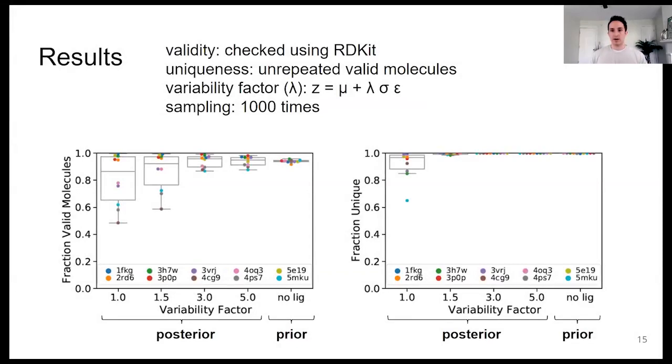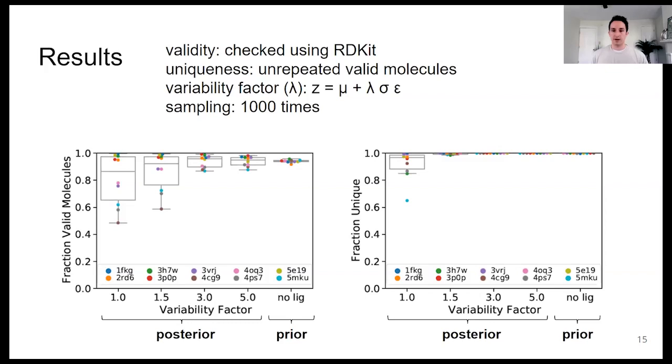We evaluated our models by selecting 10 PDB targets from the test set, and we considered using posterior sampling with 4 different variability factors, as well as prior sampling. For each target and sampling method, we generated 1,000 molecules. These plots show the fraction of the generated molecules that were valid and unique.